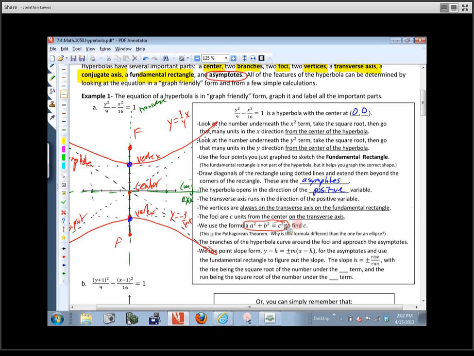The foci are C units from the center on the transverse axis. It's got to be on the transverse axis. It wouldn't make any sense to run along the conjugate axis because that's outside the curved part of the conic section. Okay? And then you use the formula. It's just like the Pythagorean theorem. It's a squared plus b squared equals c squared. Now I'm hoping somebody can tell me why it's going to be a plus rather than a minus. We needed to use a minus on an ellipse for a certain reason. We talked about that. Why does it need to be a plus here? Tylin.